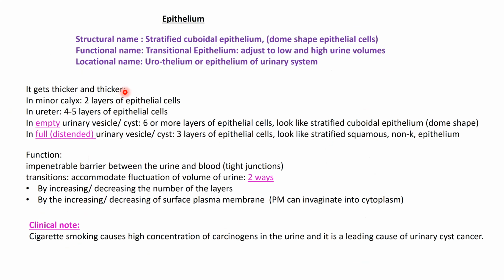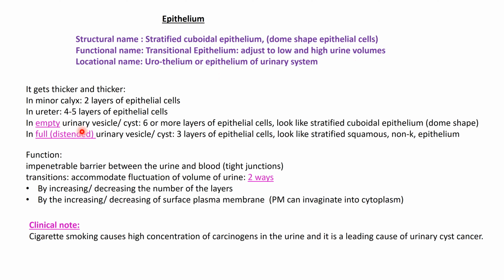Okay, let's talk about transitional epithelium for a minute. It has a structural name, stratified cuboid epithelium. On the top, the cells look dome shaped. Functionally, it's transitional. What does that mean? That it is capable of adjusting to low and high urine volumes. It can accommodate the fluctuation of the volume of the urine. Its location name is urothelium, which means the epithelium of the urinary system.